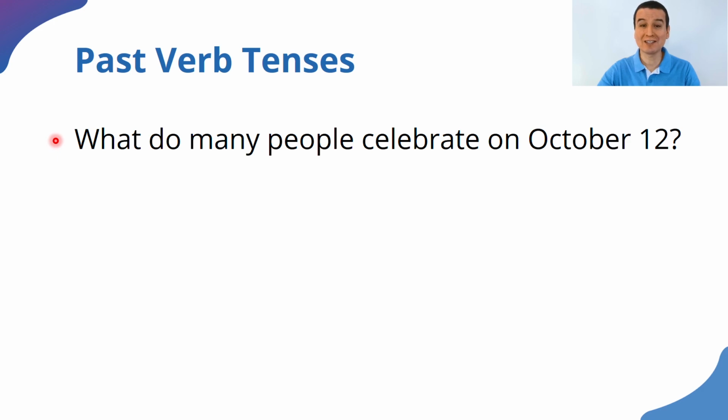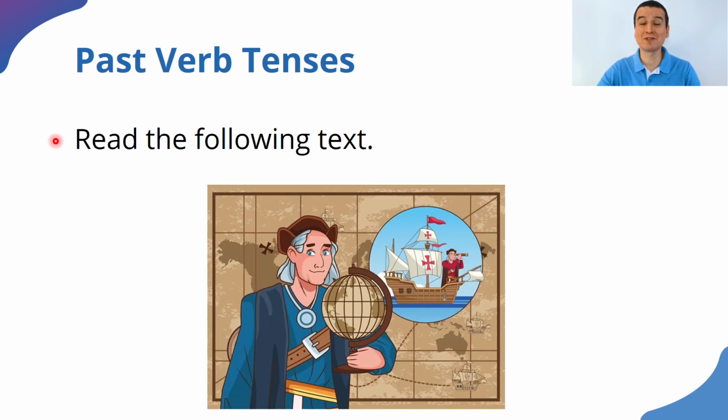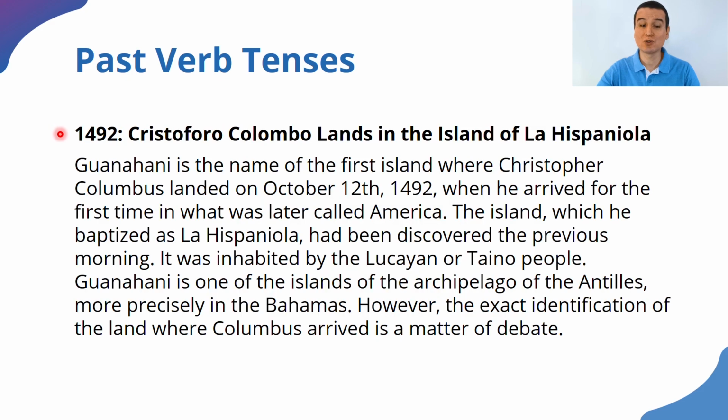Alright, you have the answer and this text will give you some hints. Read the following text. The title, 1492, Cristoforo Colombo lands in the island of La Hispaniola. Guanahani is the name of the first island where Christopher Columbus landed on October 12, 1492, when he arrived for the first time in what was later called America.